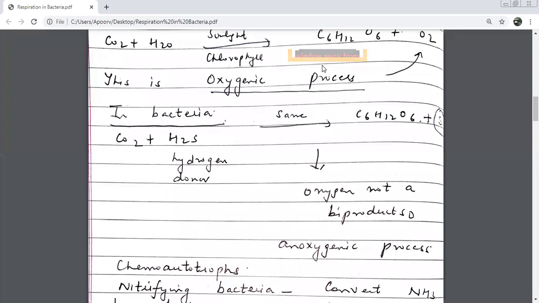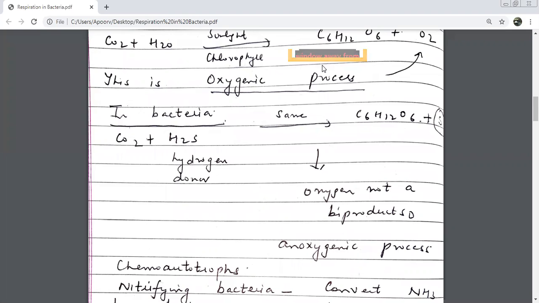So wherever you come across these words, simply understand: if it is written that this is an oxygenic process, that means the byproduct is oxygen. But if it is anoxygenic, then the byproduct is something else, but not oxygen. So everybody is clear about how photosynthetic bacteria prepare their food. Should I move on to chemosynthetic bacteria or chemoautotrophs?